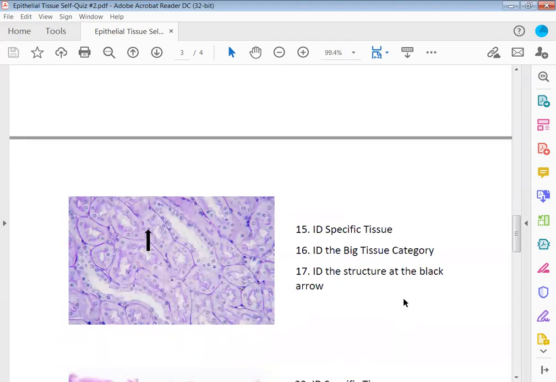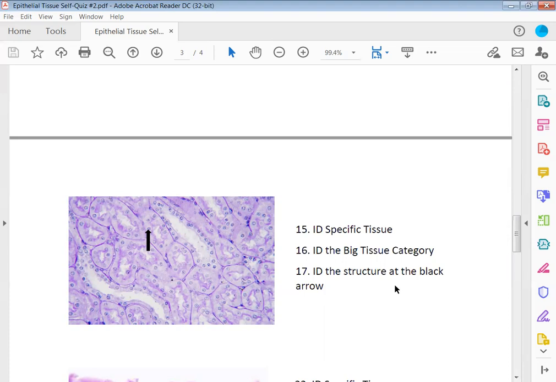Moving on to the picture here with questions 15 through 17. 15, identify the specific tissue. The specific tissue would be simple cuboidal epithelium. Number 16, identify the big tissue category. Number 16, the big tissue category would be epithelium or epithelial.